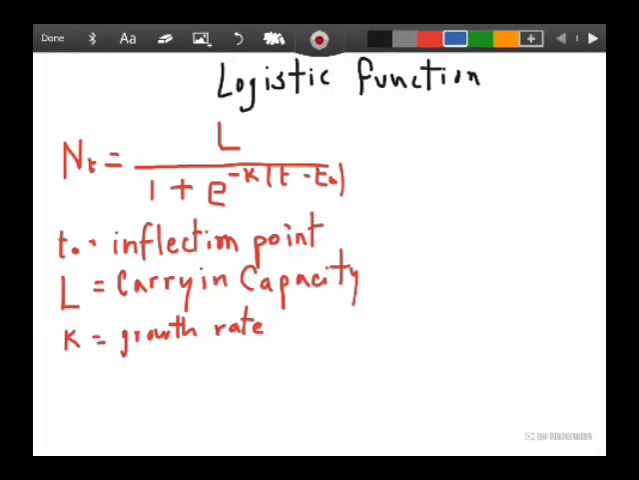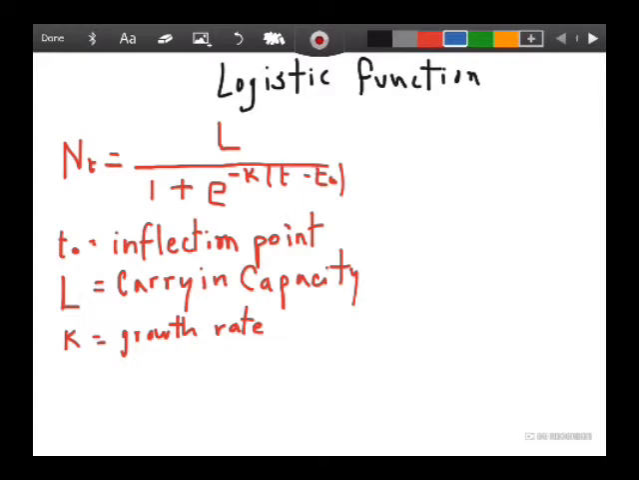Today I'm going to talk about the logistic function, and the main question that I want you to think about throughout the video is: is there any way we can estimate the parameters of the logistic function? So here we go. I'm not going to go into the details on how to derive this equation, but I'm going to talk about the equation itself.